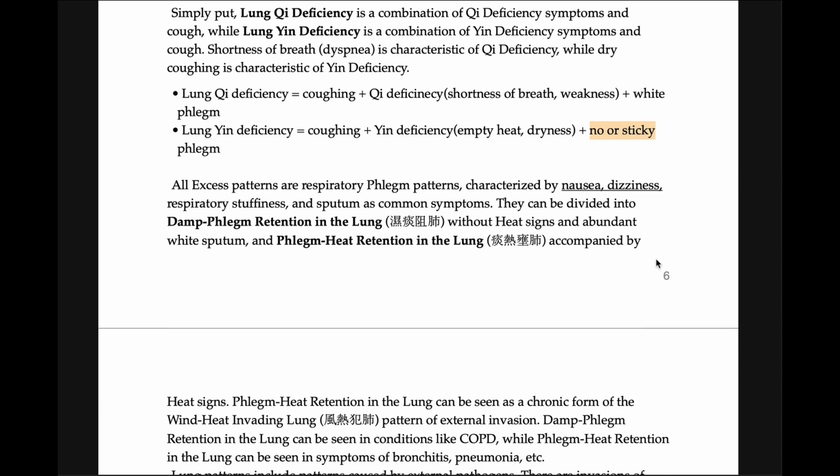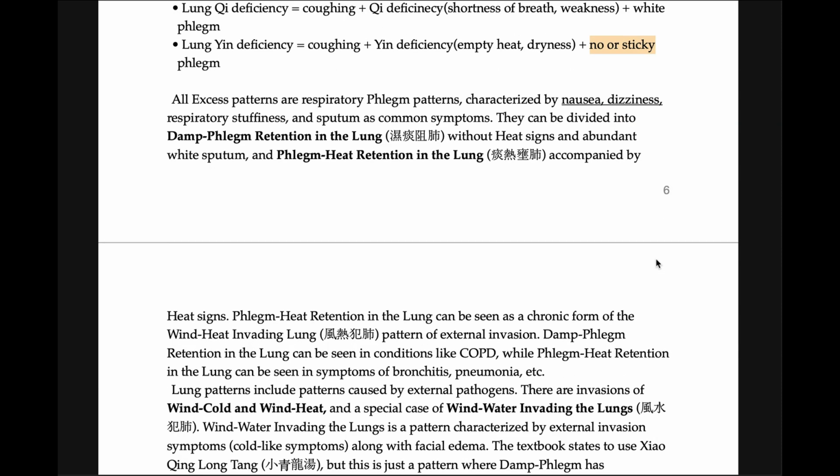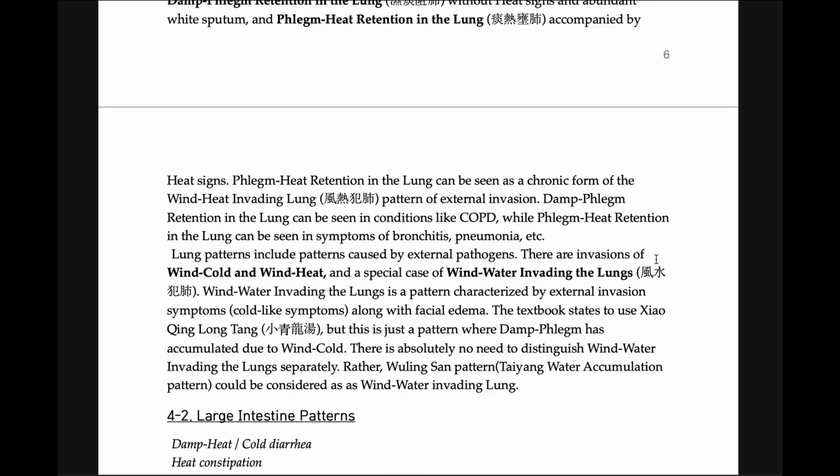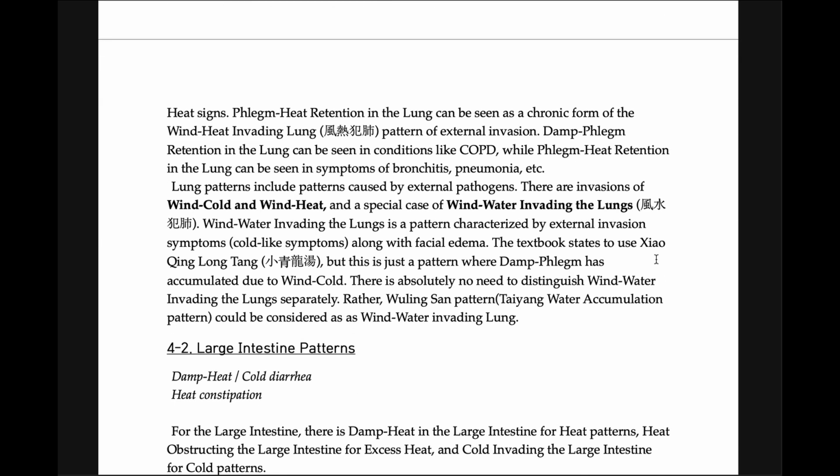All excess patterns are respiratory phlegm patterns, characterized by nausea, dizziness, respiratory stuffiness, and sputum as common symptoms. They can be divided into damp phlegm retention in the lung without heat signs and abundant white sputum, and phlegm heat retention in the lung accompanied by heat signs. Phlegm heat retention in the lung can be seen as a chronic form of the wind heat invading lung pattern of external invasion. Damp phlegm retention in the lung can be seen in conditions like COPD, while phlegm heat retention in the lung can be seen in symptoms of bronchitis, pneumonia, etc.